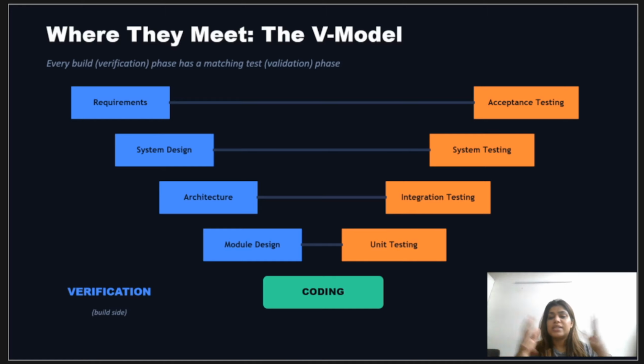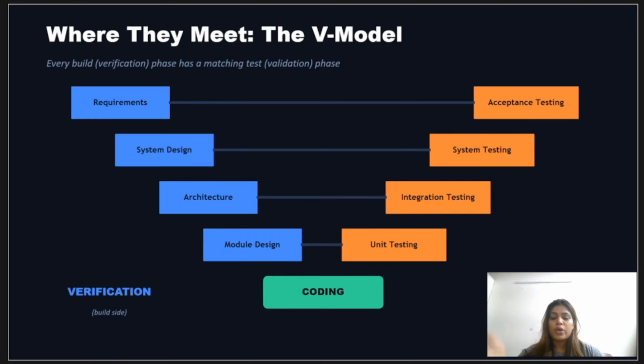Now, there's a classic SDLC model that perfectly illustrates how verification and validation relate, the V model. We touched on it in module 2. Now you will see why it is shaped like a V. The left arm going down is the verification side, the build activities: the requirements, system design, architecture, module design. Each step is verified through reviews. At the bottom point is coding.